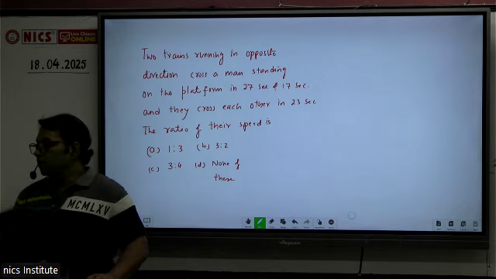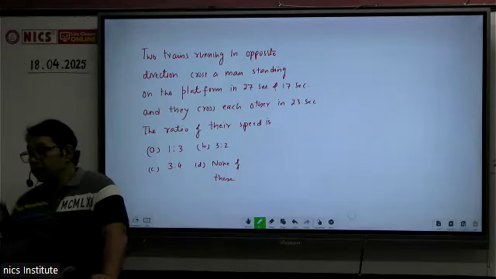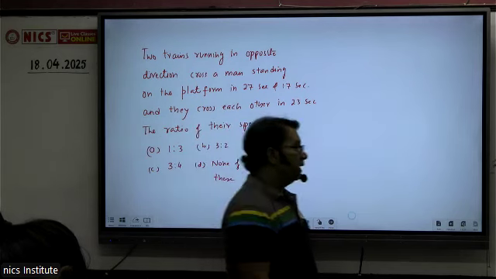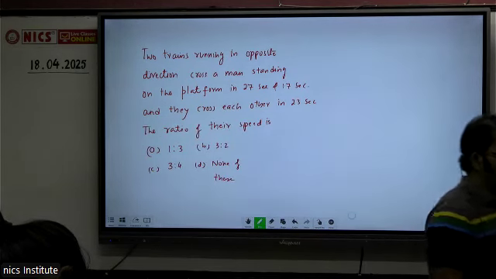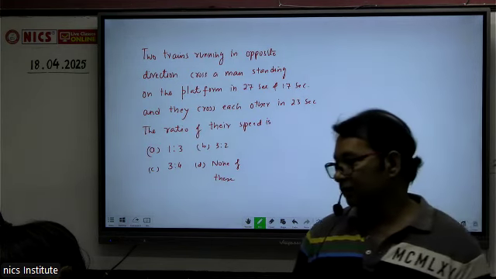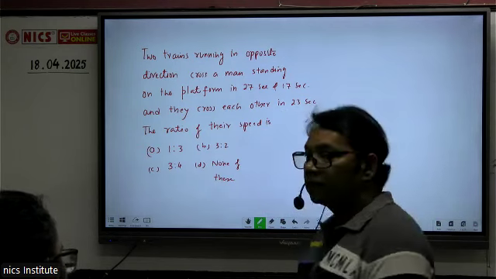They're running in opposite directions, crossing a man standing on the platform. The lengths have not been given, the speeds have not been given. So there are many unknowns. L1, L2 are unknown. V1, V2 are also unknown. Form three equations. That's why they're asking for the ratio.